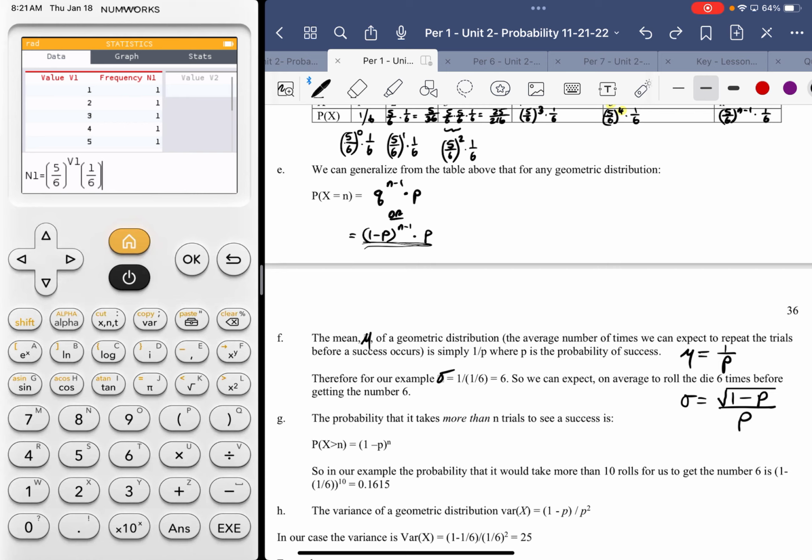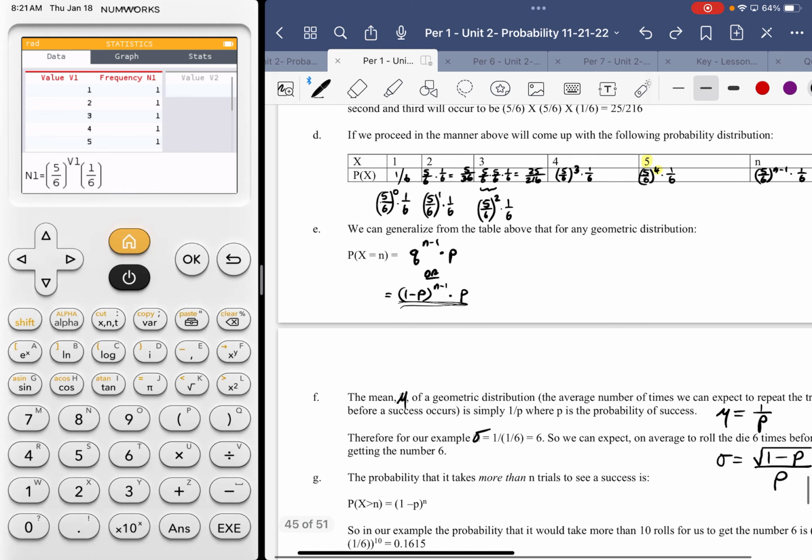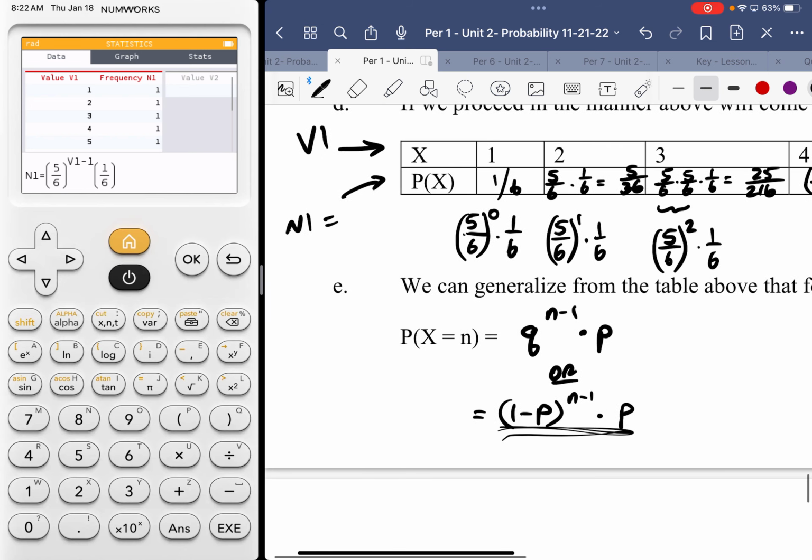And that'll populate our entire list N1 with the appropriate probabilities. Wouldn't it be V1 minus 1? Thank you. So these values go in V1. Then in N1, you're putting in 5 over 6 to the V1 minus 1 times 1 over 6.